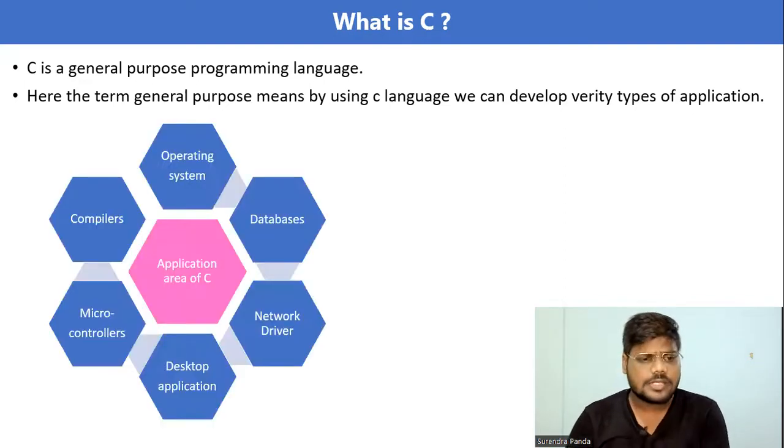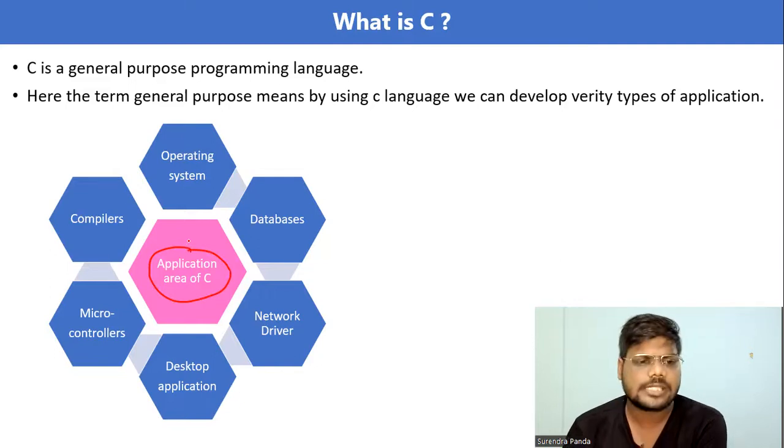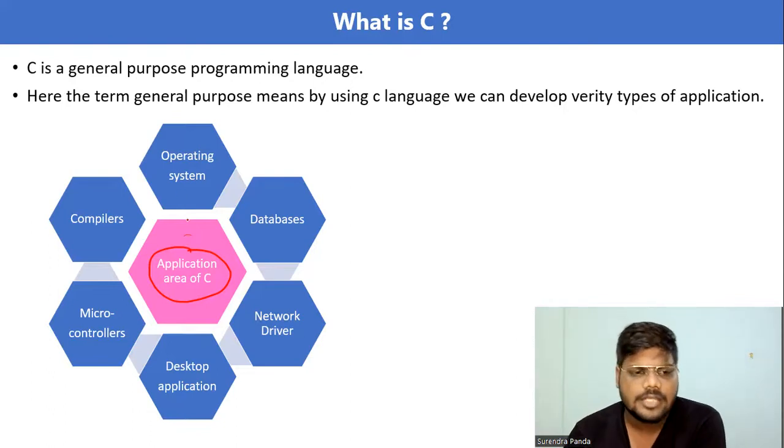Okay, have a look once, sir. Application area of C. Application area of C means, by using C, what can you do? By using C, what exactly can you develop? Okay, now what exactly am I saying? See, first thing, you can develop operating systems.